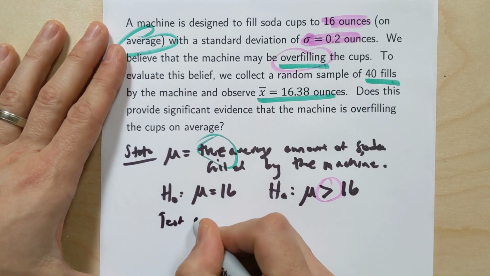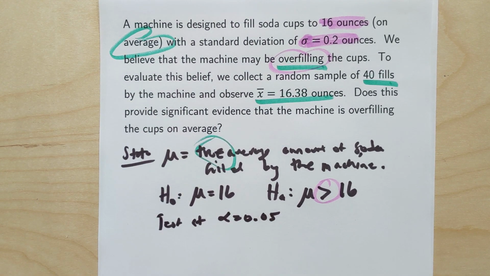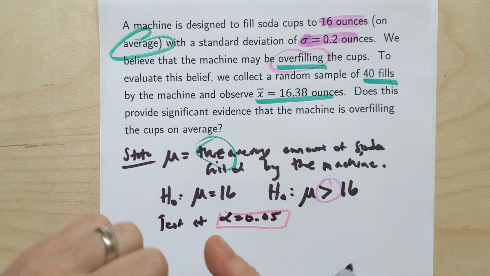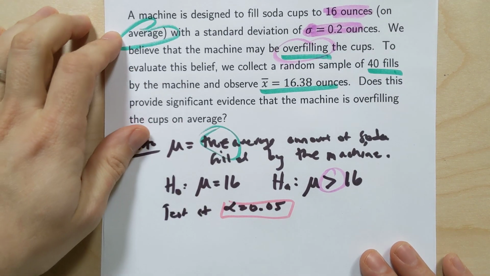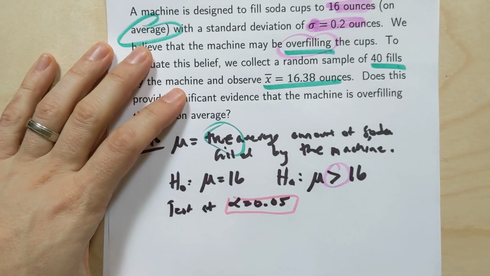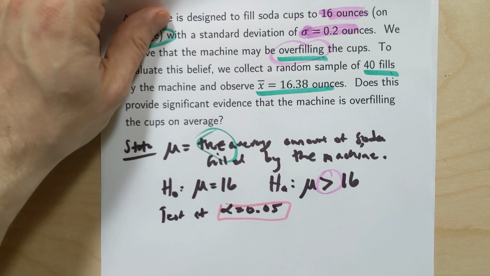Now the last thing we'd want to do is come up with a level of significance. Let's test at, I don't know, alpha equals 0.05. There's nothing specific in the question that told me to use some other level of significance, and I don't see any reason to think too deeply about type 1, type 2 errors in this context. So let's just go with it. Okay, so we've stated. Now what's next?